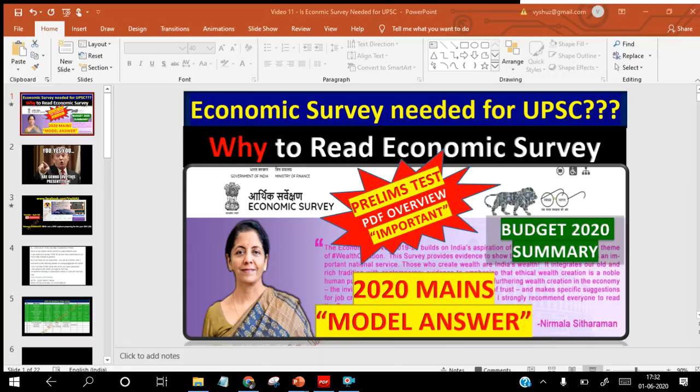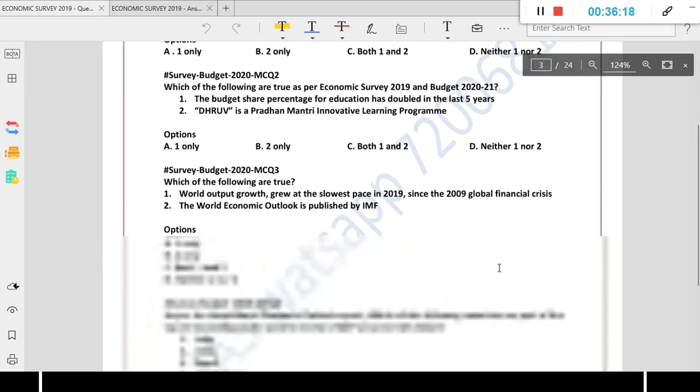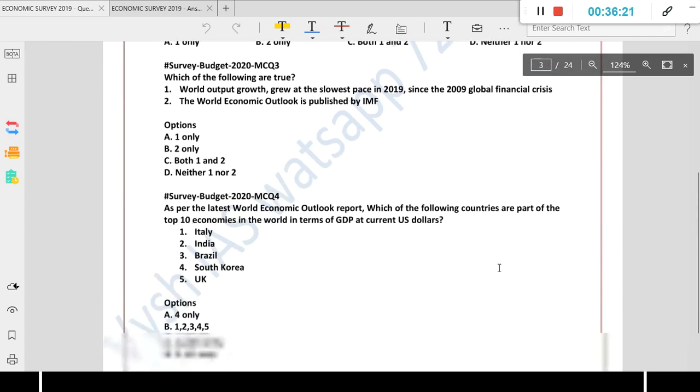Okay, so I think we saw 8 example questions. Now we'll go to the PDF. These questions are there. See, the first question that I put is about the budget: which of the following are true about the National Mission on Quantum Technologies. But very, very few questions will be on the budget, because as I told you, there is a detailed notes PDF for the budget. You just need to read that. Don't waste your time solving questions. But the remaining everything will be economic survey. Every scheme which is likely to be picked up, I have put it here.